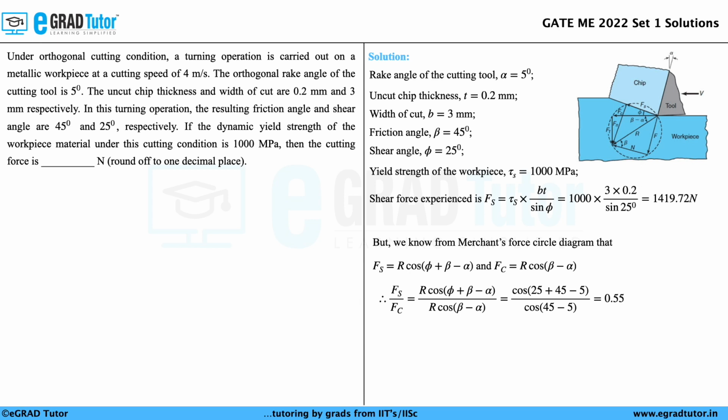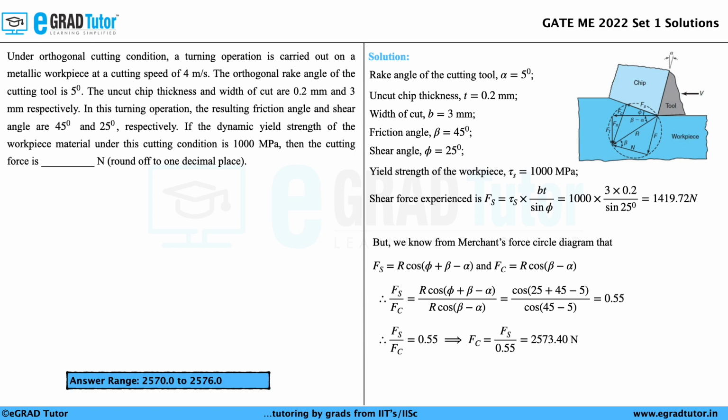Substituting all the corresponding angles and simplifying, we get the ratio of shear force to cutting force as 0.55. Then this gives that the cutting force is written as shear force divided by 0.55, and substituting the value of shear force obtained above and simplifying, we get the cutting force as 2573.40 newtons. The accepted answer range for this question is 2570 to 2576.